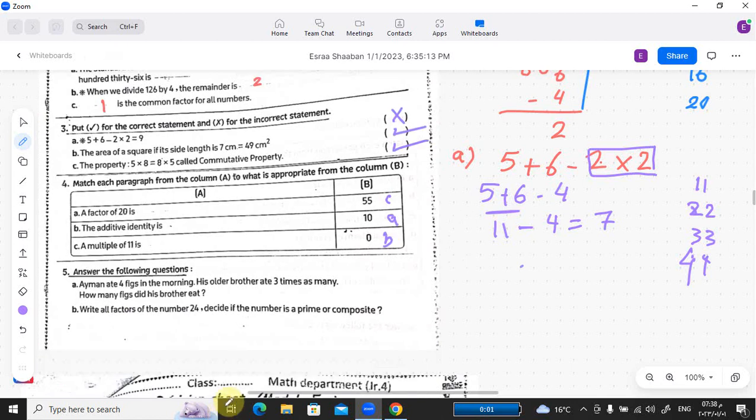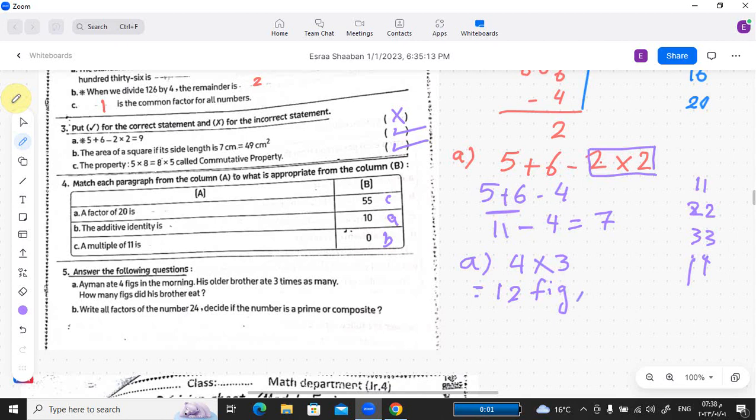Number 5. Answer the following question. Ayman ate 4 figs in the morning. His older brother ate 3 times as many. How many figs did his brother eat? So his brother ate 3 times him. So I'm going to take 4 times 3 because 4 is repeating 3 times. 4 times 3 equals 12, and don't forget to write figs.